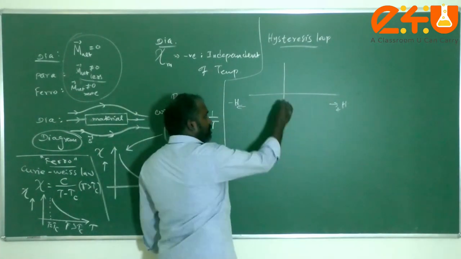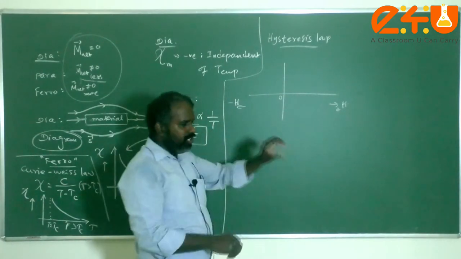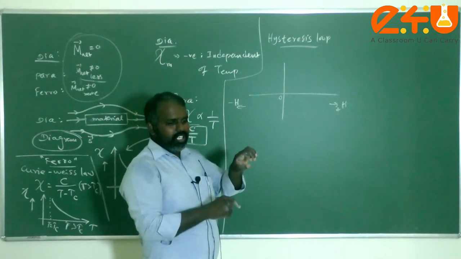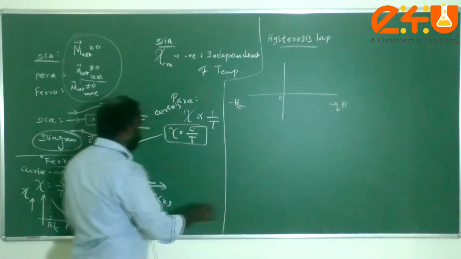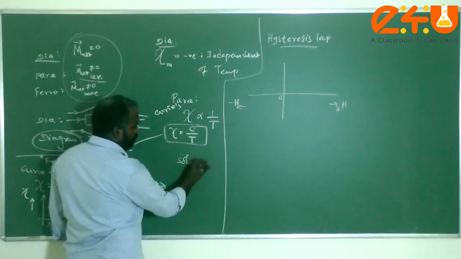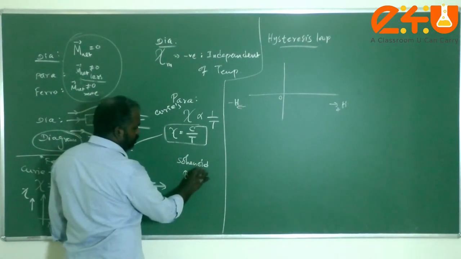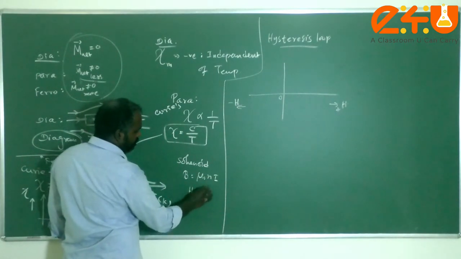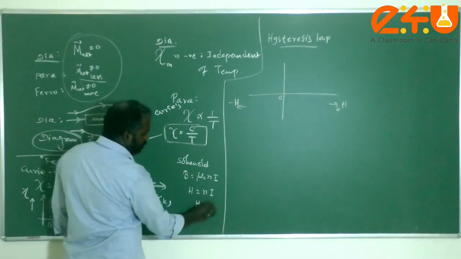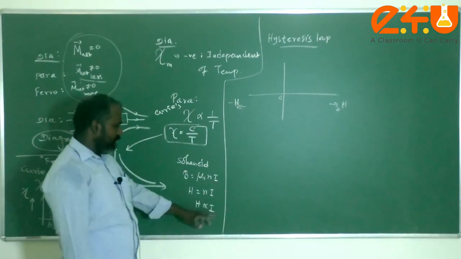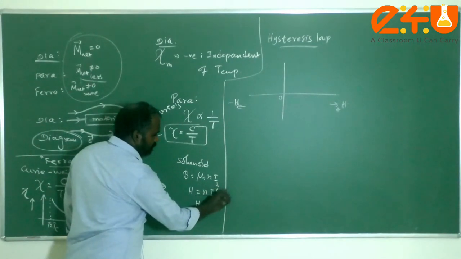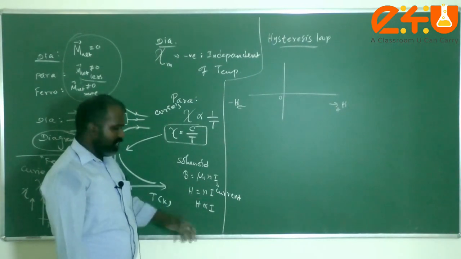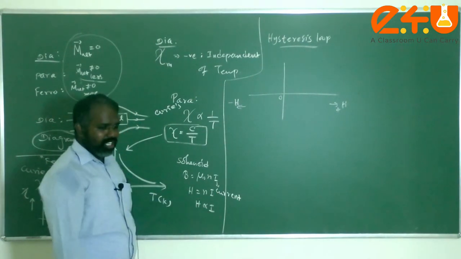So let us consider a specimen placed along the axis of the solenoid. Now the current is increased in a particular direction. For a solenoid, we can say B is equal to mu naught n I. B by mu naught is nothing but H. So H is proportional to what, children? I, the current. So when current increases, the H value also increases. When the current direction is reversed, the H direction also gets reversed.